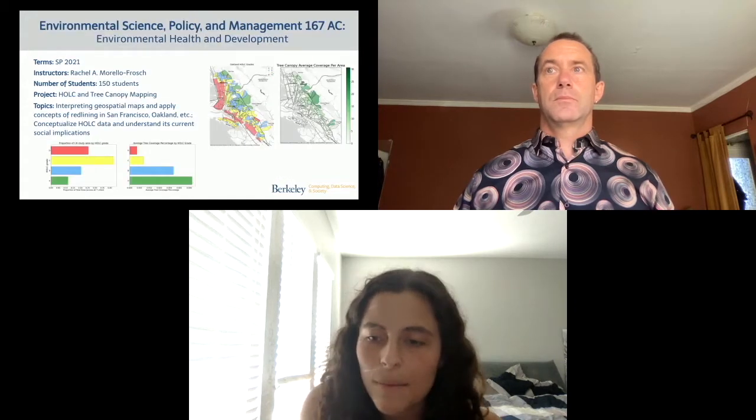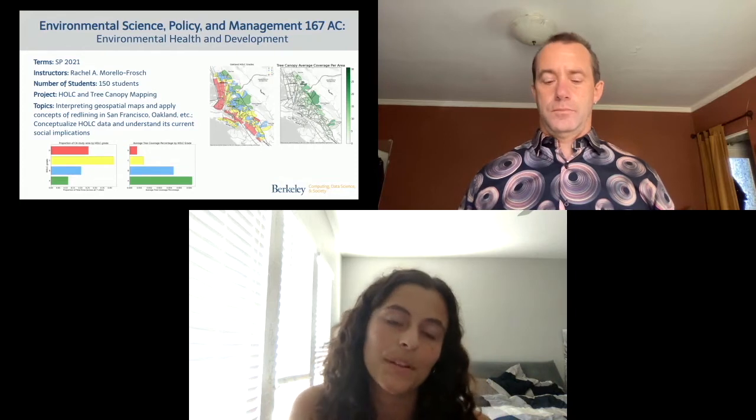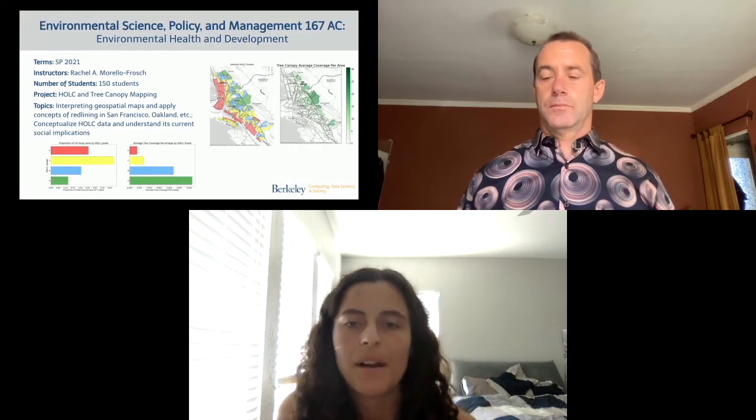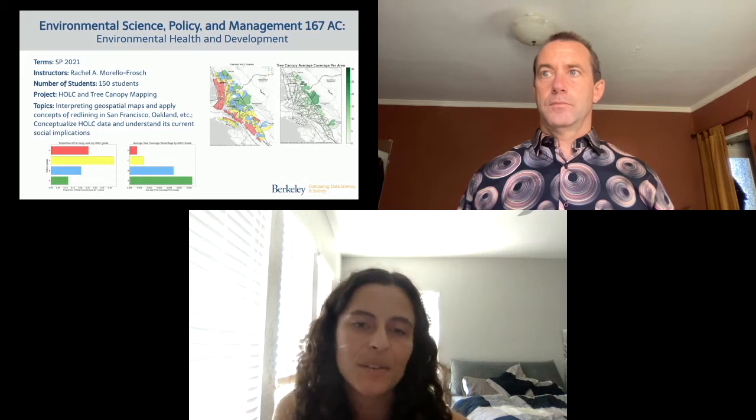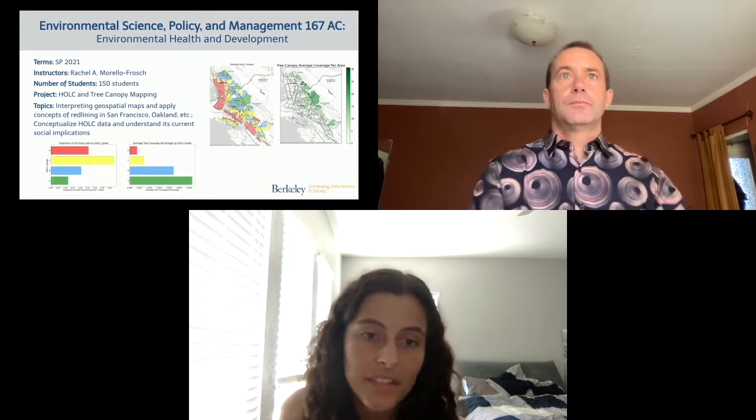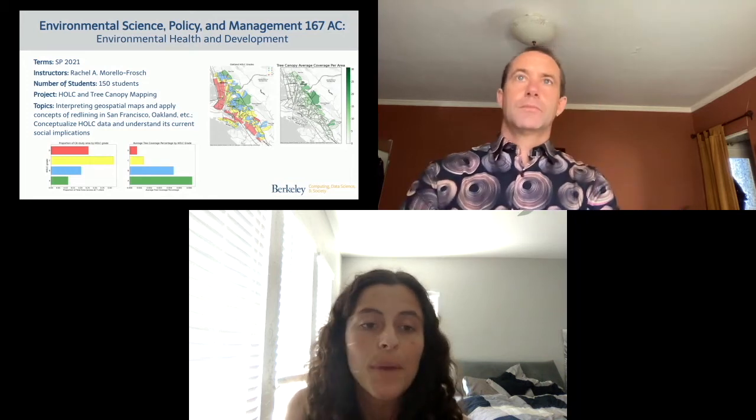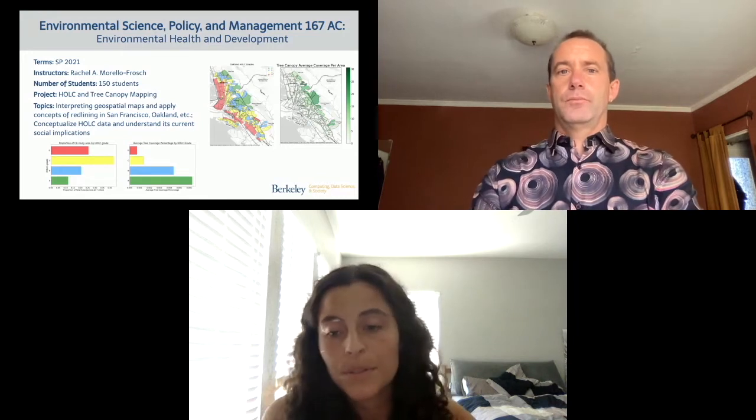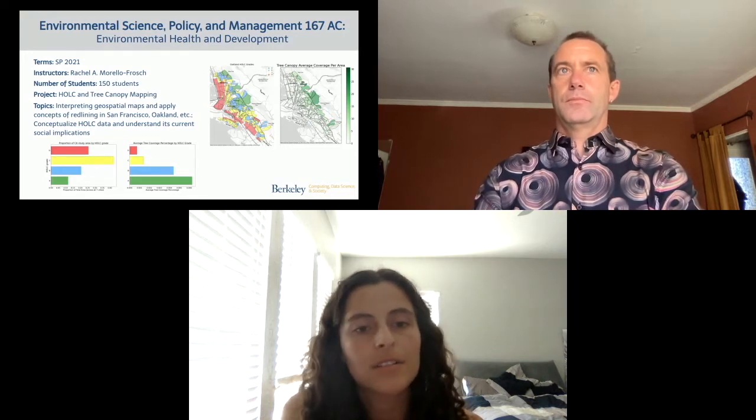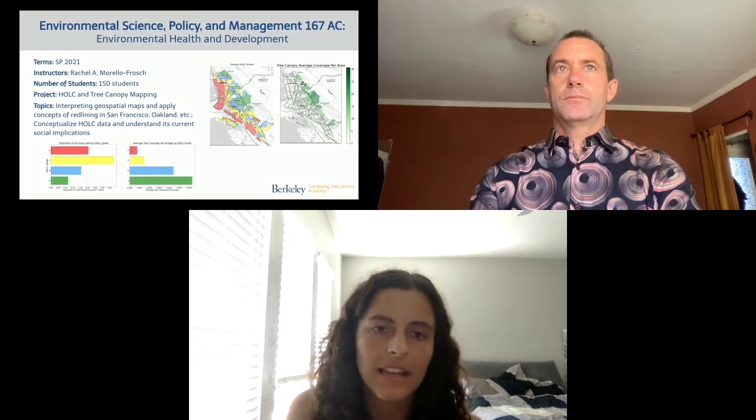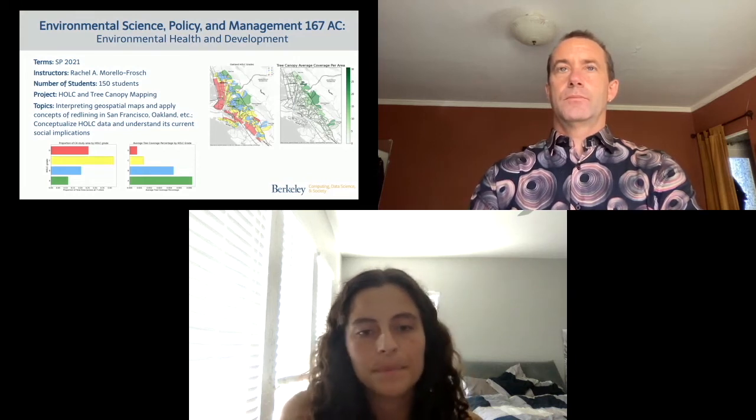This one we actually have a demo at the end, but this is one of the environmental science policy and management, or ESPM courses. So this is the one where environmental justice is in. Environmental health and development was this one, talking about redlining and looking at maps to apply the concepts to our local area. So students were able to see those maps and see the effect that the environment had on them as well.